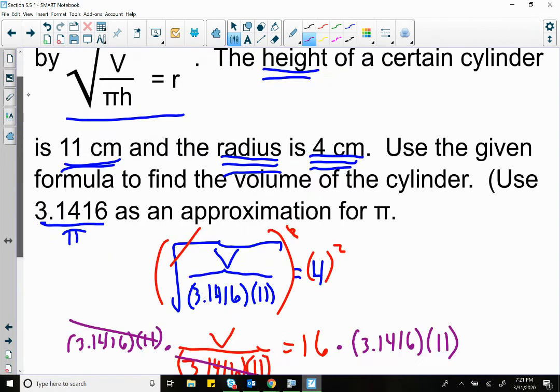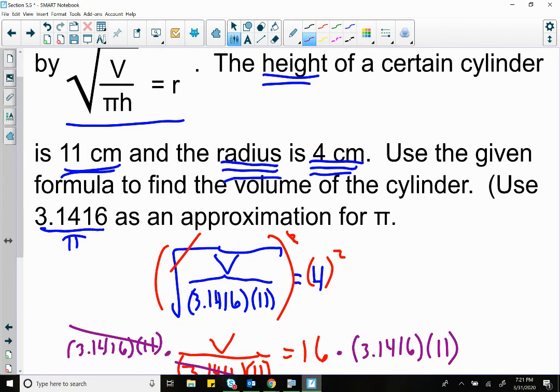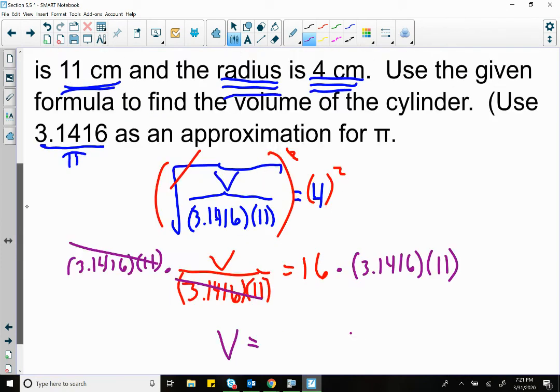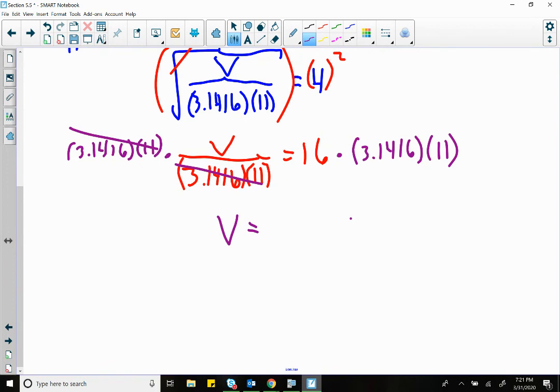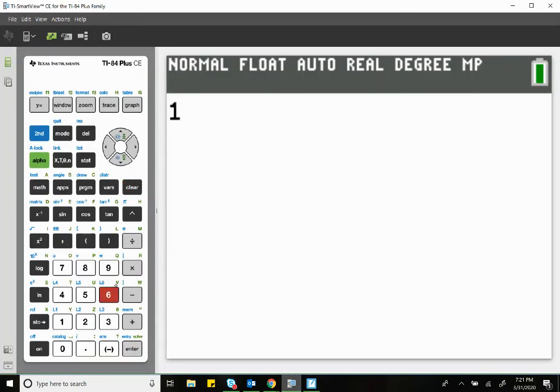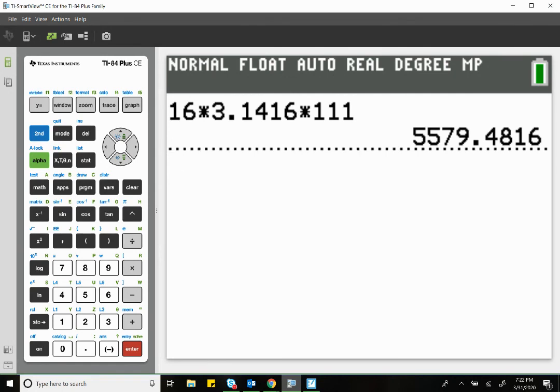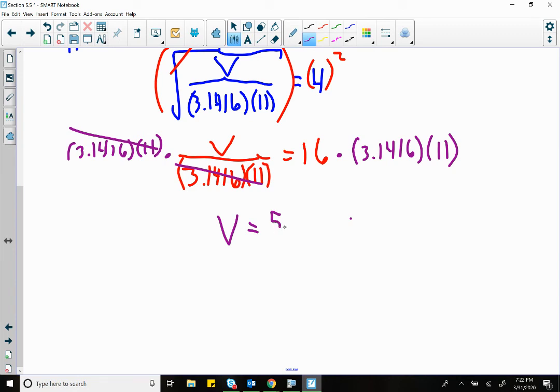And if we look up here at the directions, it doesn't tell us where to round. So let me explain how we're going to round on this one. So we're going to take 16 times 3.1416 times 11. So there's our answer. So the first thing I'm going to do, when I input this, I'm going to round it to the nearest whole number. So the 4 says, hey 9, stay the way you are. So I'm going to have my answer be 5,579 centimeters first. And I'm going to try that answer.